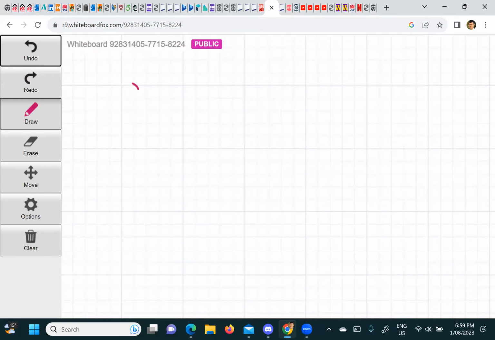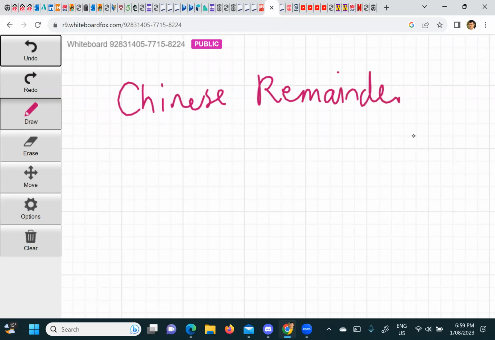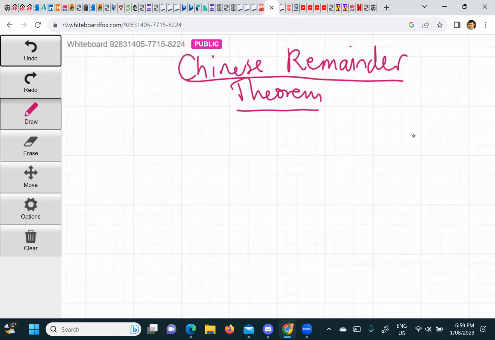So, the Chinese remainder theorem. There's the baby version of the Chinese remainder theorem, and this is the adult version of the Chinese remainder theorem. What happened to the toddlers?